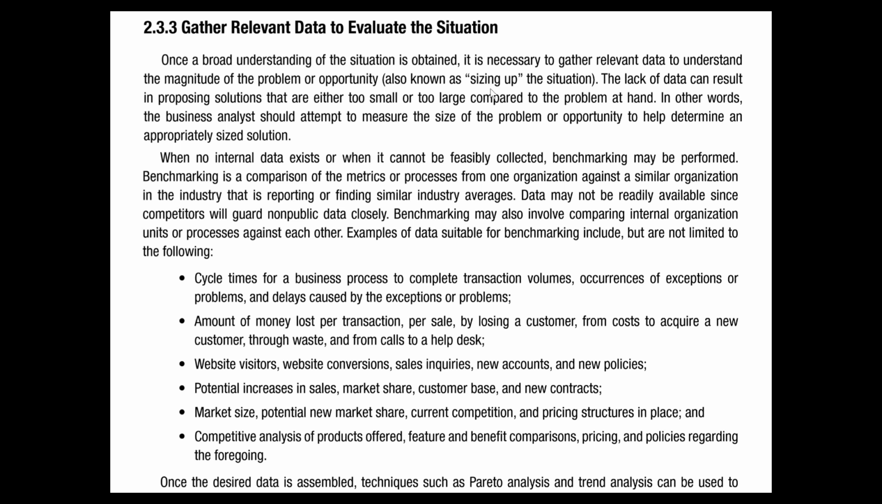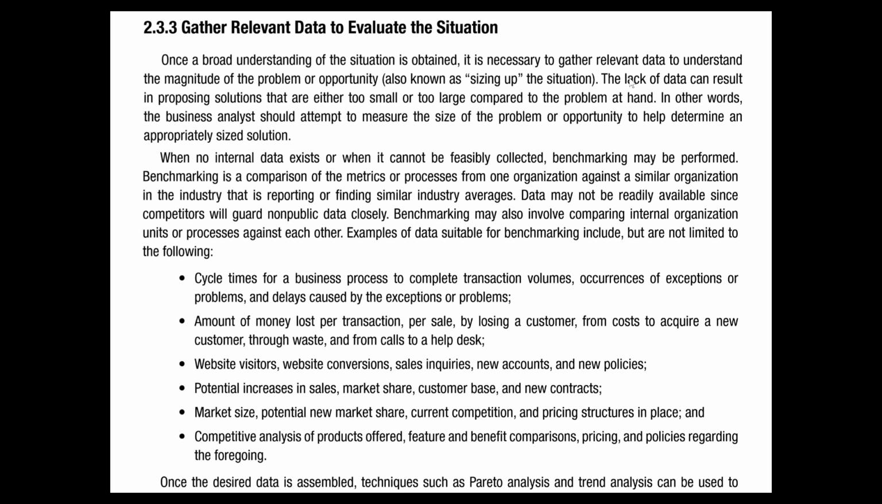will be able to act upon it according to the measurement which we get or the sizing up which we get. Lack of data can result in proposing solutions that are either too small or too large compared to the problem at hand. I hope that you understand.